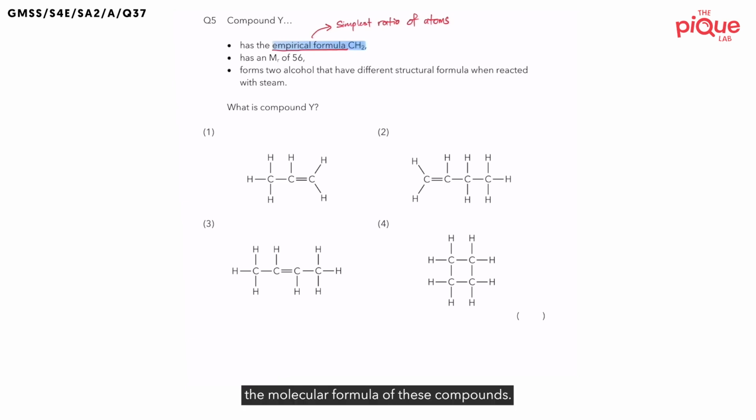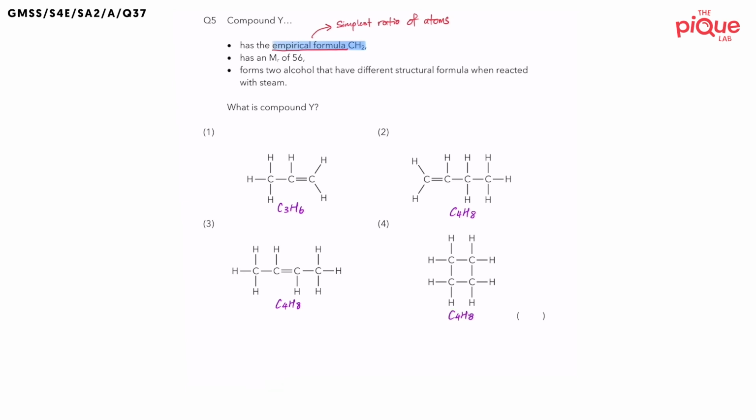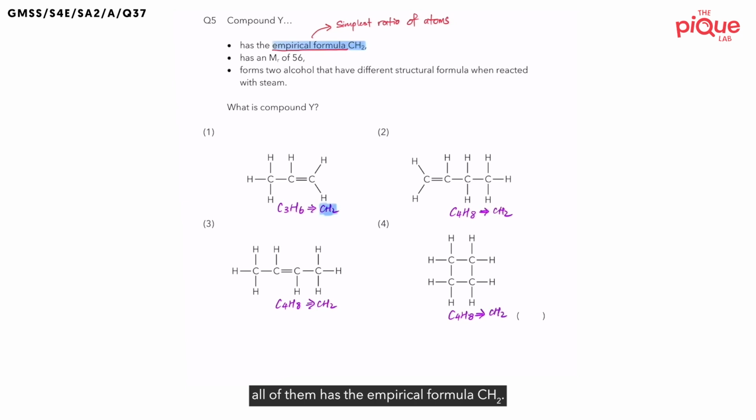of these compounds. This is quite an easy task, so I will give you a few seconds to try it out yourself. If you have done so correctly, you should get C3H6 for the first compound and C4H8 for the other three compounds. And if you work out their empirical formulas, you'll realize that all of them have the empirical formula CH2. So all four compounds satisfy the first criteria, which means we have to look at the second criteria.